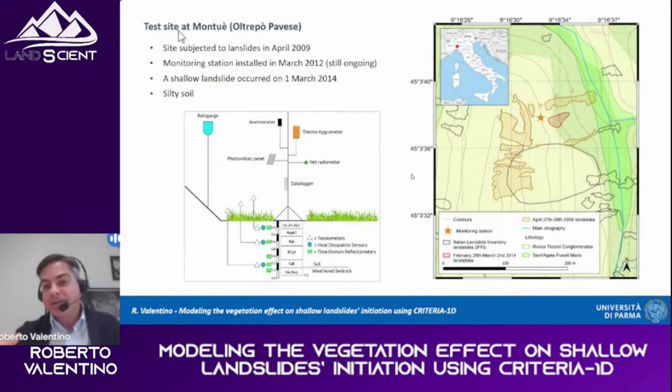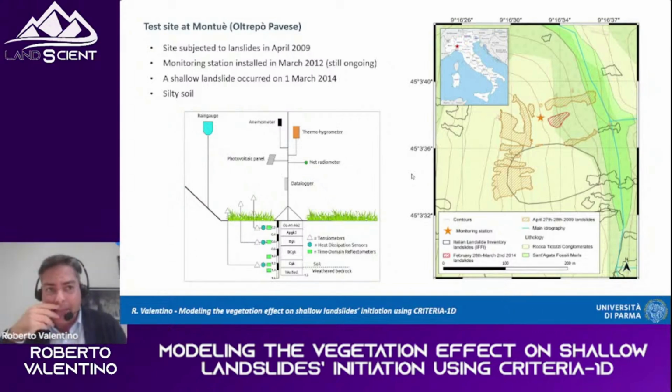It was needed to test and to validate the model, and we validated the model by applying the same model to the test site at Montuè. Montuè is located in Oltrepo Pavese, which is in the northern Italian Apennine. We selected the specific site where the slope was subjected to landslides in April 2009.